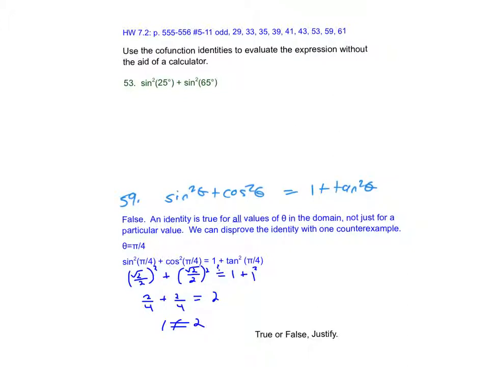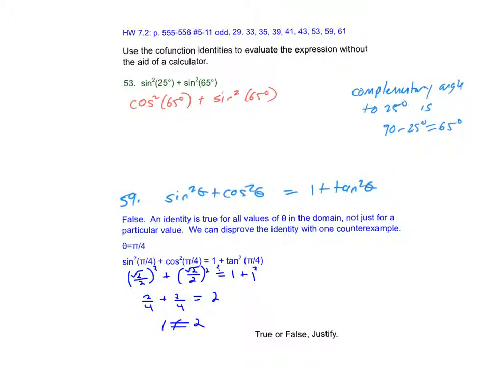complementary angle. So the complementary angle to 25 degrees is 90 minus 25 degrees, which is 65 degrees. So I can substitute here, instead of sine squared 25, I can write cosine squared 65 degrees. So I have cosine squared 65 degrees plus sine squared of 65 degrees.